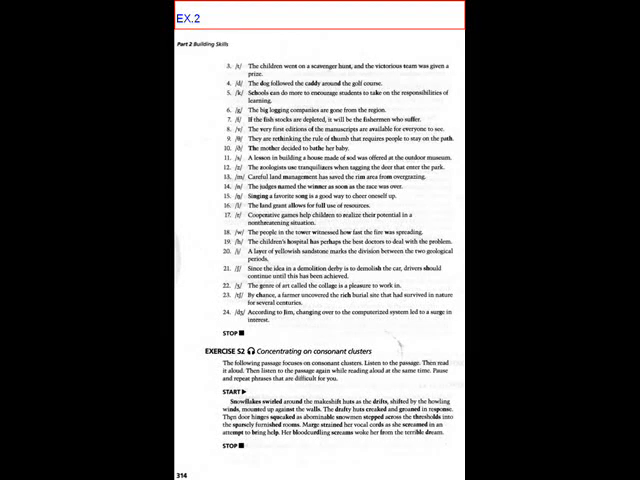Exercise S2. Concentrating on consonant clusters. Snowflakes swirled around the makeshift huts as the drifts, shifted by the howling winds, mounted up against the walls. The drafty huts creaked and groaned in response.